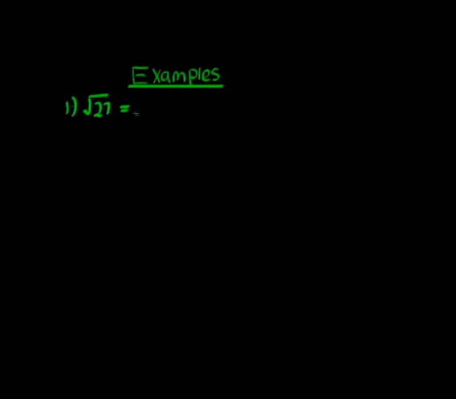So we're going to have the root of 9 times 3. Now, just as we've been doing previously, we can separate this, and we have root 9 times root 3. Now, notice that the square root of 9 would give us 3.